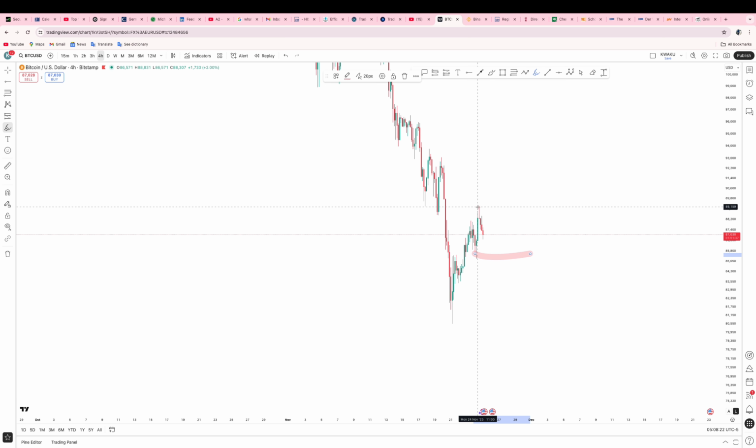So we have 4 hour support here, 4 hour resistance here. Within this what? Uptrend as a pullback. Price will pull back here before there will be what? Continuation of the uptrend, or there will be a reversal to this what?